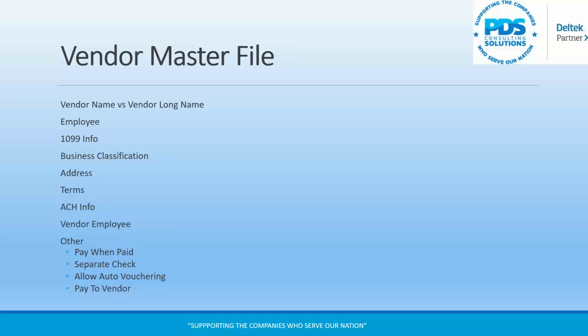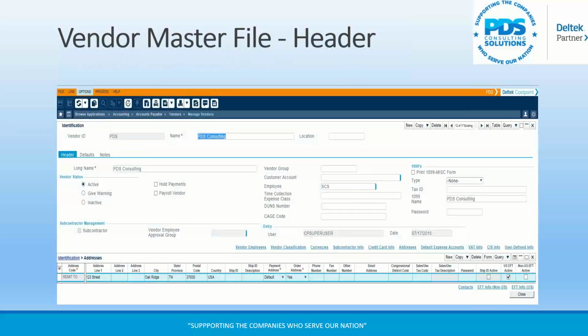Next, we're going to take a look at the vendor master file. There's a lot of information in the vendor master file, and a lot of the information is required. When you set up a new vendor, you will give it a name, and if that name is not long enough for that field, you can use the long name to expand that field, and that can be printed on checks. You can identify the vendor status as active, give a warning, or inactive. If it is a payroll vendor where you are processing payroll taxes or payroll deductions, you will select it as a payroll vendor.